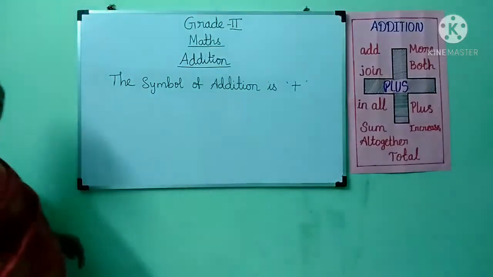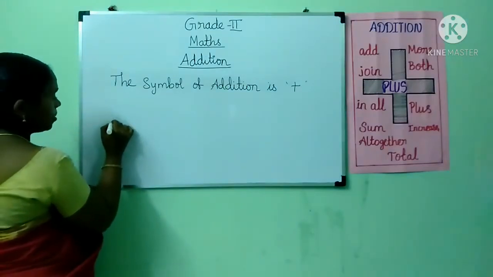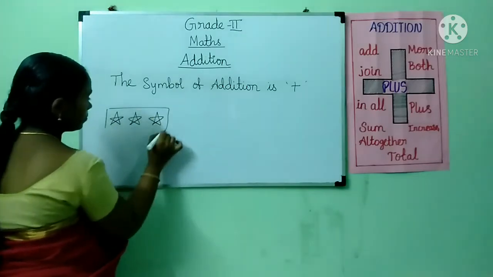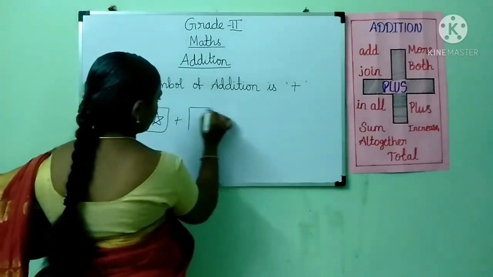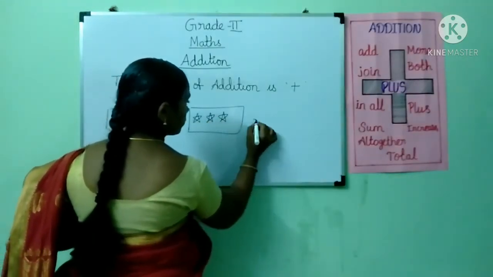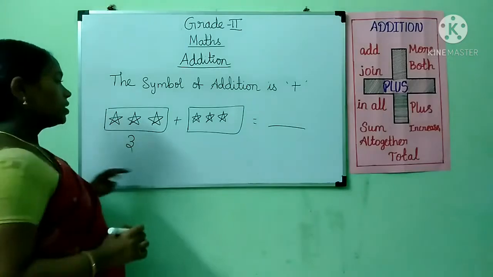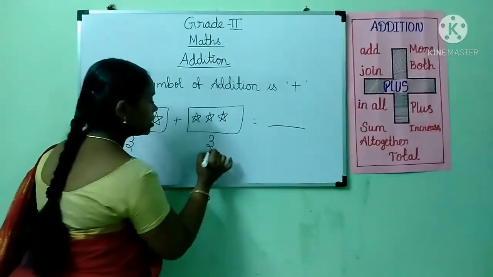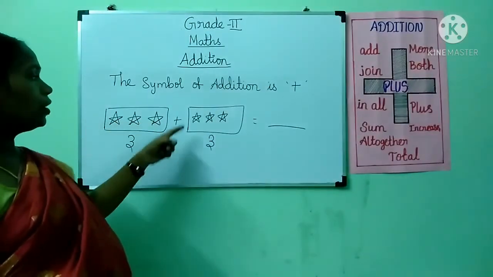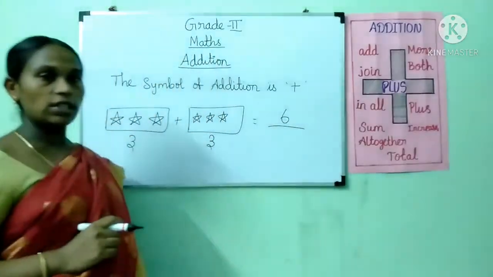Okay. The next have seen picture addition. See here, for example, first box have 3 stars. Next box also have 3 stars. The total of how many stars here? Count and say 1, 2, 3, 4, 5, 6. The total of 6 stars. Are you clear, children? Okay.